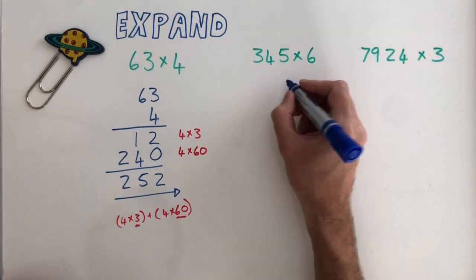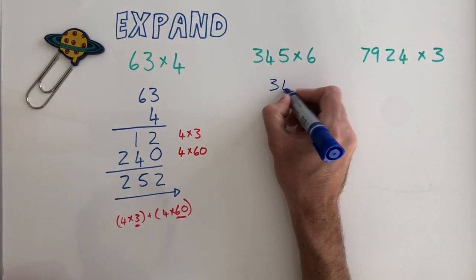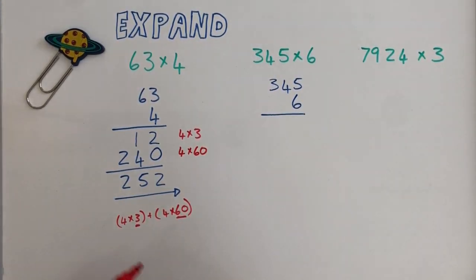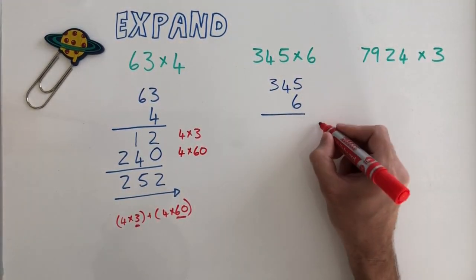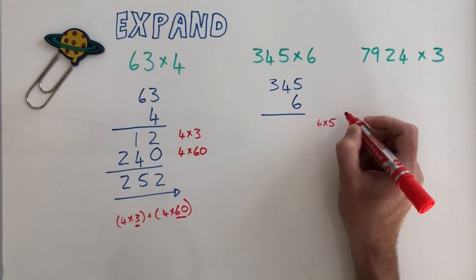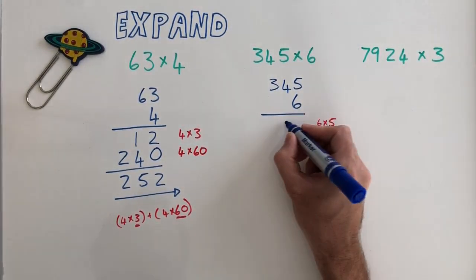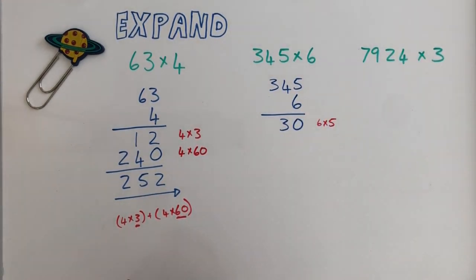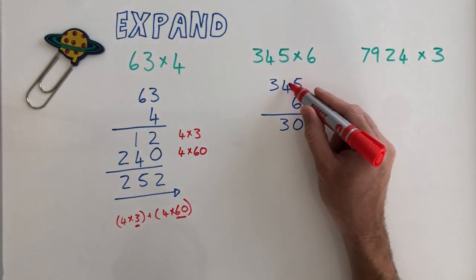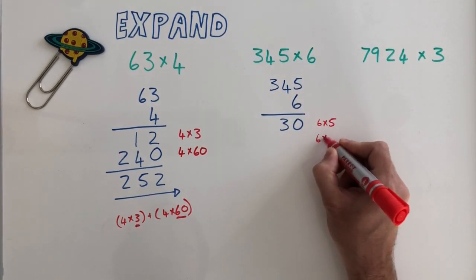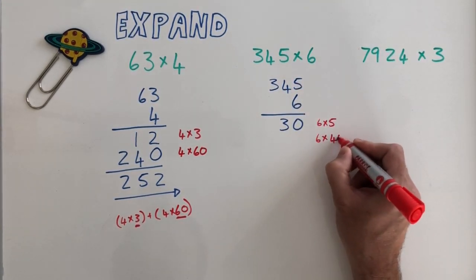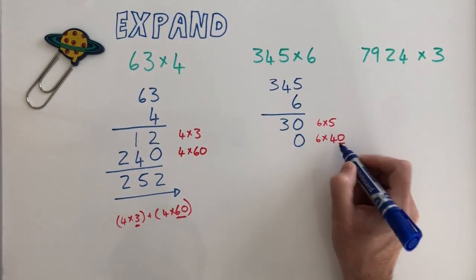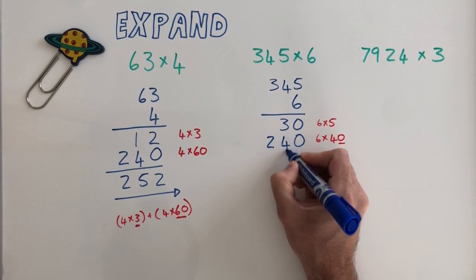Okay, for the next one, 345 times 6. And you guessed it, we're going to start with 6 times 5. And that is, the last time I checked, that was 30. Okay. And the next one, I'm going to do 6 times 4. But it's not 6 times 4, it's 6 times 40. And because it's times 40, I'm just going to write the 0 there already.